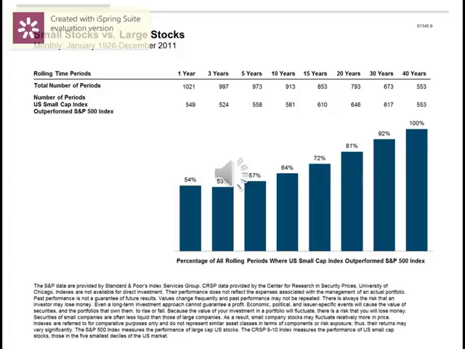So, if we have an investment time horizon of 20 years, we can see that 81% of the time, small cap stocks outperform the S&P, and the number grows to 100% as the time horizon eclipses 40 years. We truly have an advantage here.